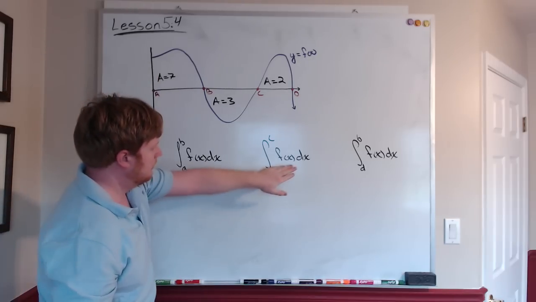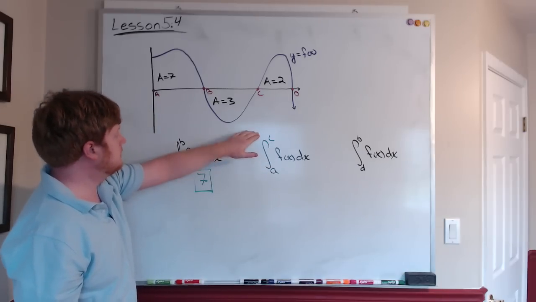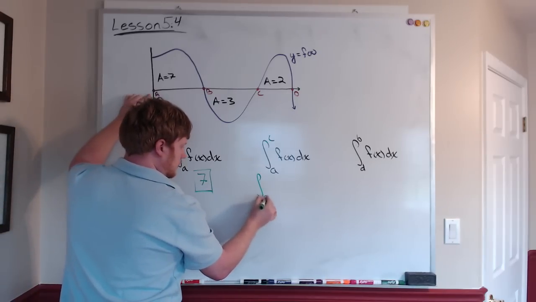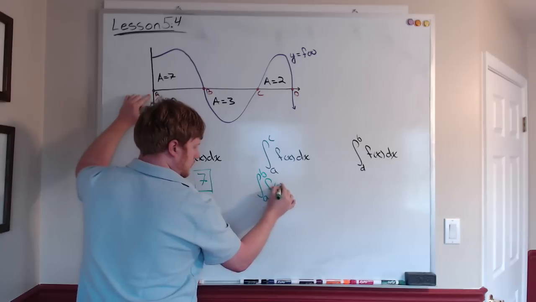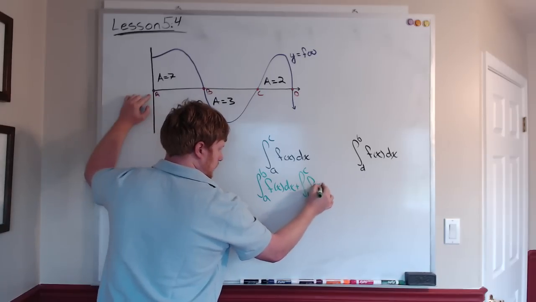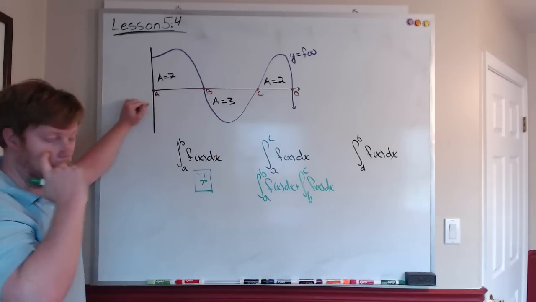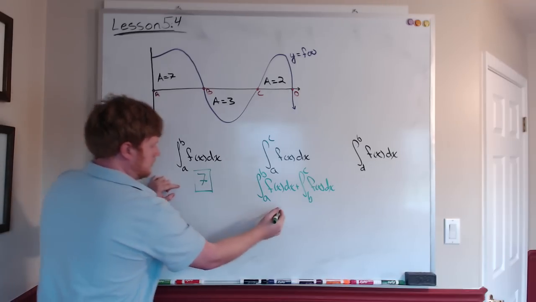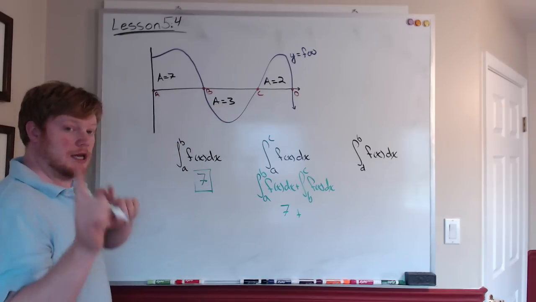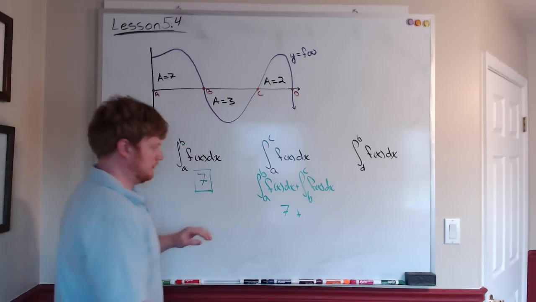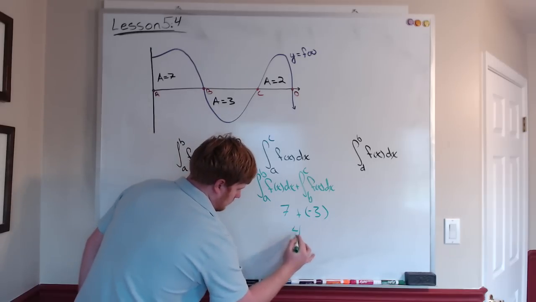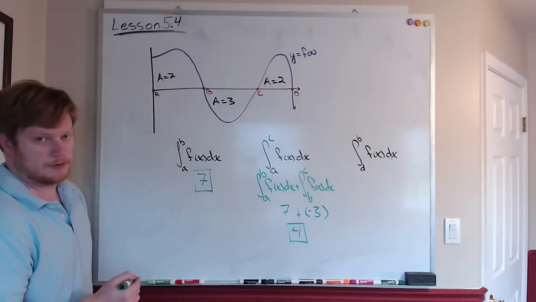Easy. Now the integral of f of x from a to c. One of the properties of integrals says that I can break this up into the integral from a to b of f of x dx plus the integral from b to c of f of x dx. Okay. Well, the integral from a to b was 7, and for b to c, the area is 3, but the integral from b to c is -3. So we get 4. Okay.